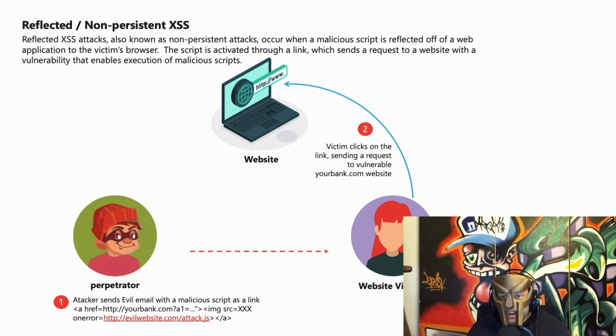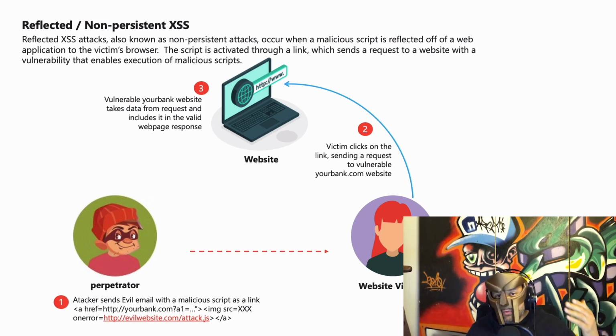Now, the website itself, or the web server, is vulnerable and essentially takes the data from the request and includes it in the valid web page response. Kind of like the search example I mentioned before. I click on a link that's supposed to search for a product that's perfect for me. Within the link, I don't realize that there is some kind of malicious code. The website also is not designed or developed properly to sanitize the query string. It just takes whatever was in the URL and slaps it into the legitimate HTML and shows it to me.